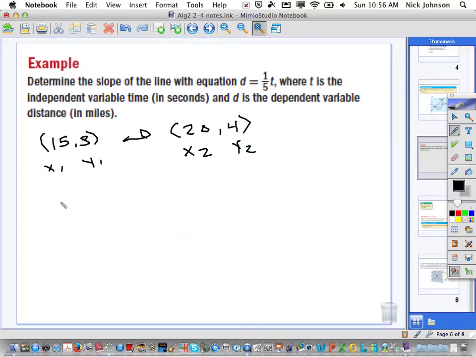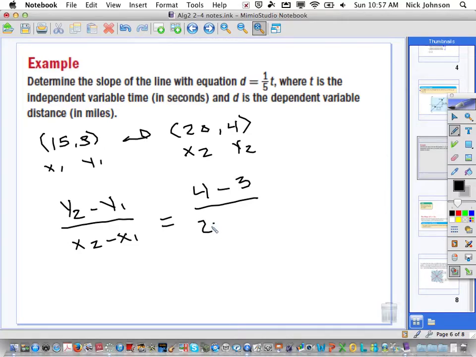I'm going to put it in this equation, y2 minus y1 all over x2 minus x1. y2 is 4 minus y1 is 3 divided by x2 is 20 minus x1 is 15. Well, what's 4 minus 3? 4 minus 3 is 1. 20 minus 15 is 5. So my slope is a positive 1/5.